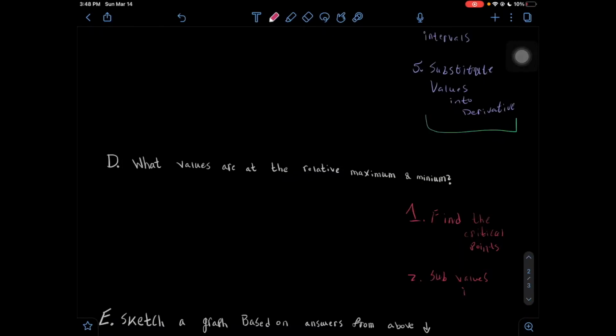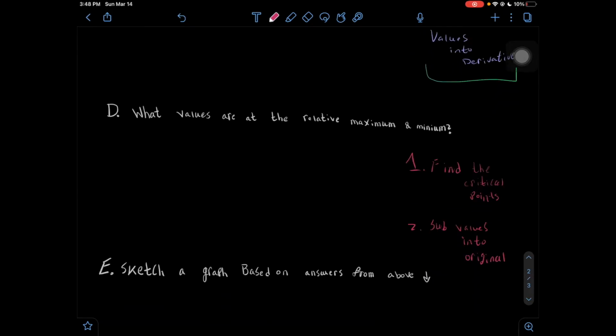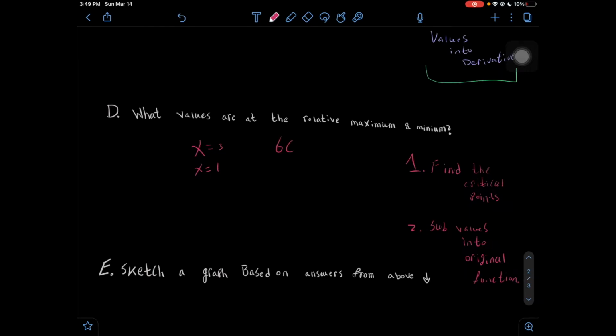Then substitute the critical values into the original function, which in our case is g of x, and you're going to see what this means in just a moment. So now let's go ahead and do that. Remember, our critical points were x equals 3, x equals 1. We got this by setting our derivative, which was x minus 3 times x minus 1, equal to 0. And we know that this is 3 because we have to make this parenthesis equal 0, we get 3, and here we get 1. Those are our critical points, 3 and 1.